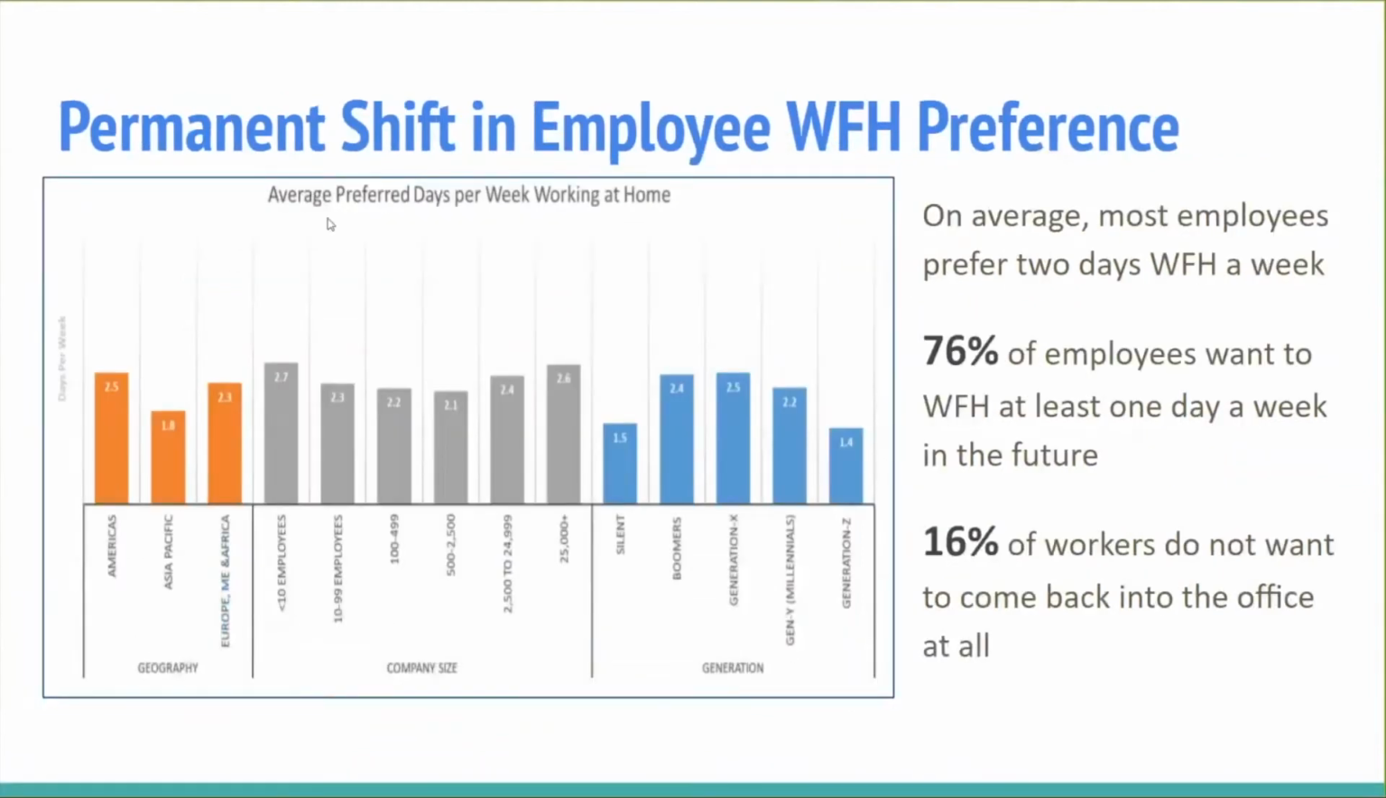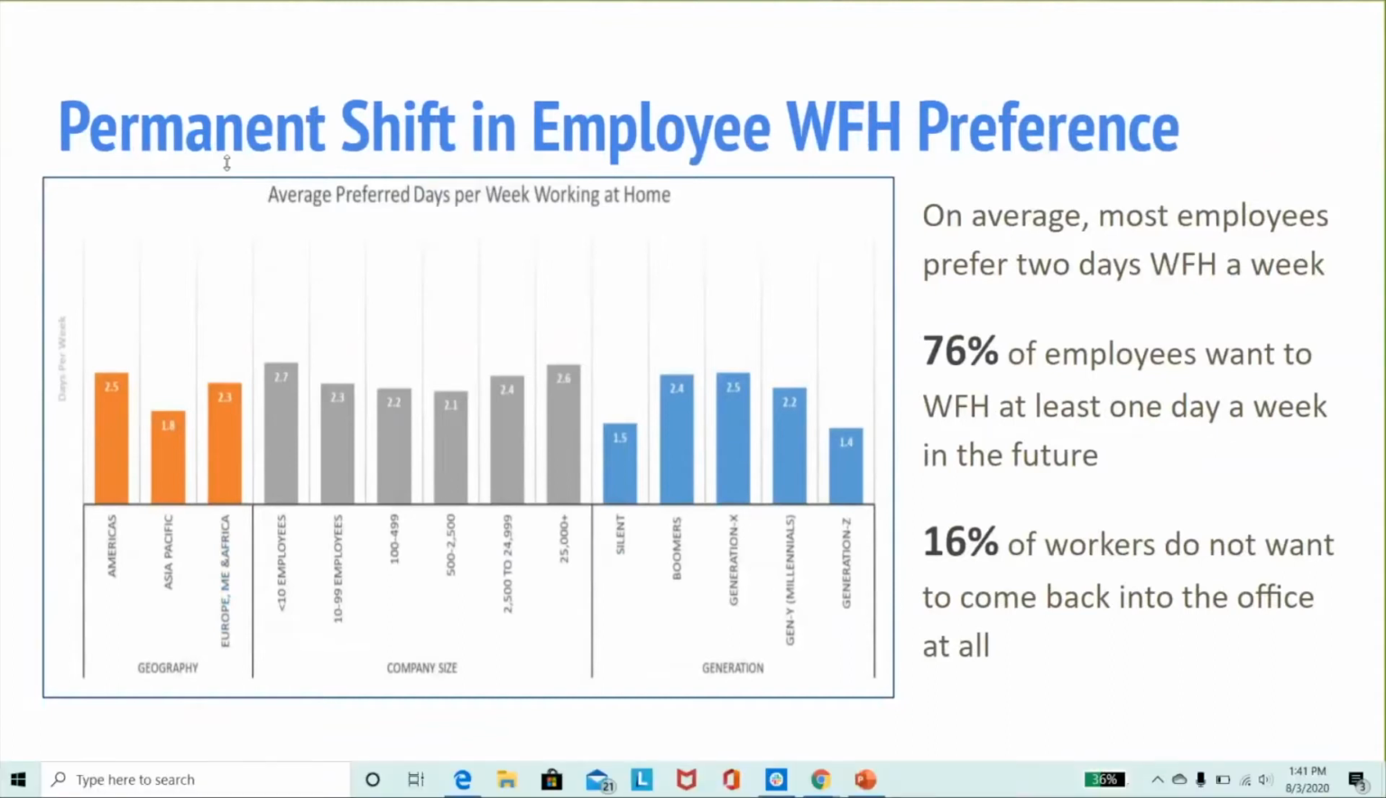Now that people worked from home for the first time, they started to realize that they actually liked it. On average, most employees now prefer to work from home 2 days a week, and 76% of employees want to work from home at least 1 day a week in the future. It's definitely a big shift. People realized that they were able to perform the same amount of work and be efficient in a work from home environment, and they like the flexibility. So what COVID did was open up the work from home environment and accelerate the virtual working environment, and this is creating a lasting shift toward long-term work from home.